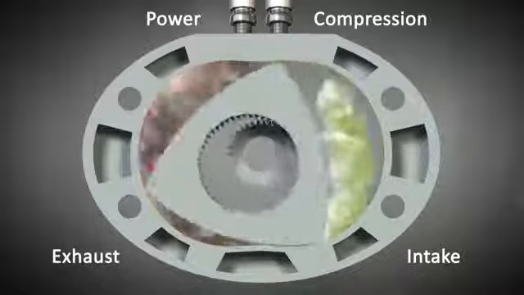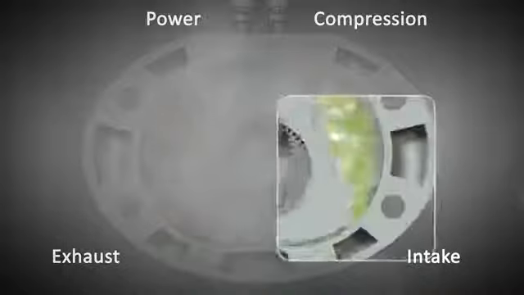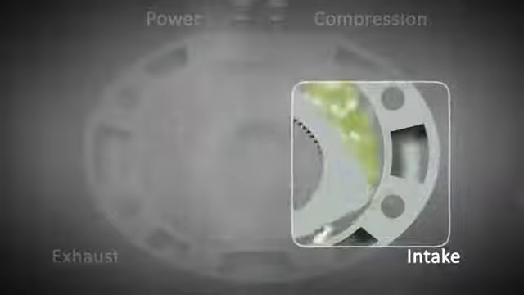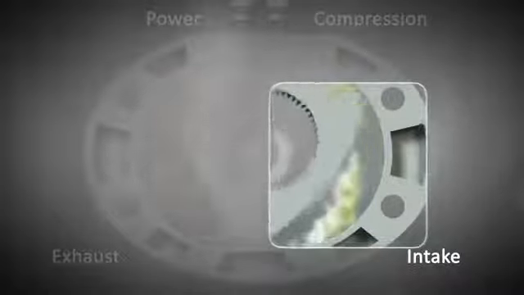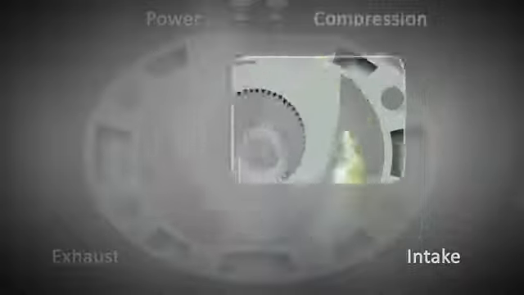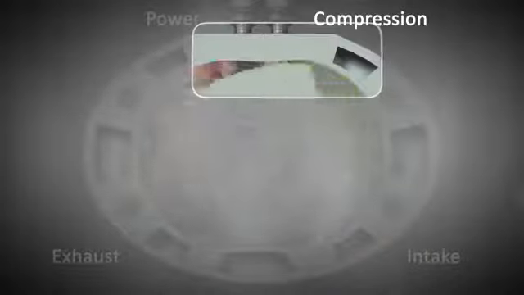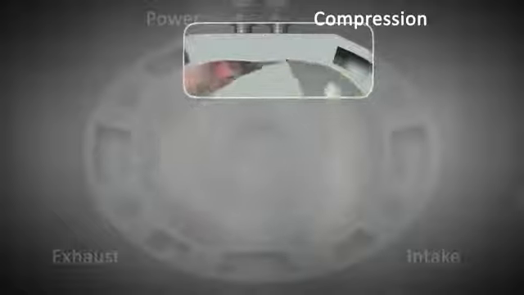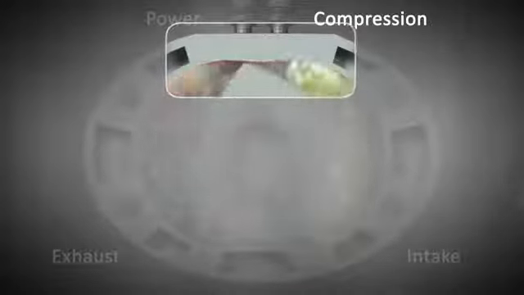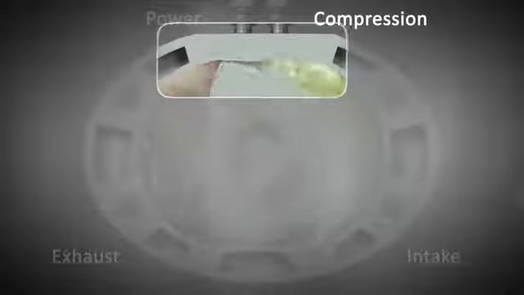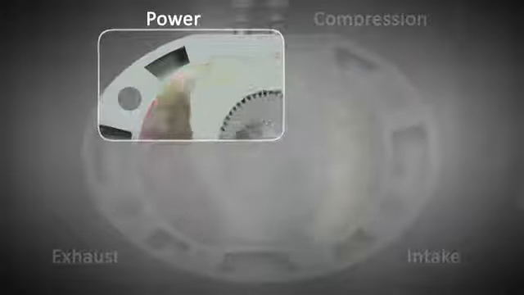During the first stroke, the rotor rotates and draws in the fuel-air mixture because of the drop in pressure. Afterwards, during the second stroke, the rotor compresses the fuel-air mixture to a high degree. As soon as the mixture is compressed to the highest degree possible, the spark plugs ignite the mixture of air and fuel in the third stroke.